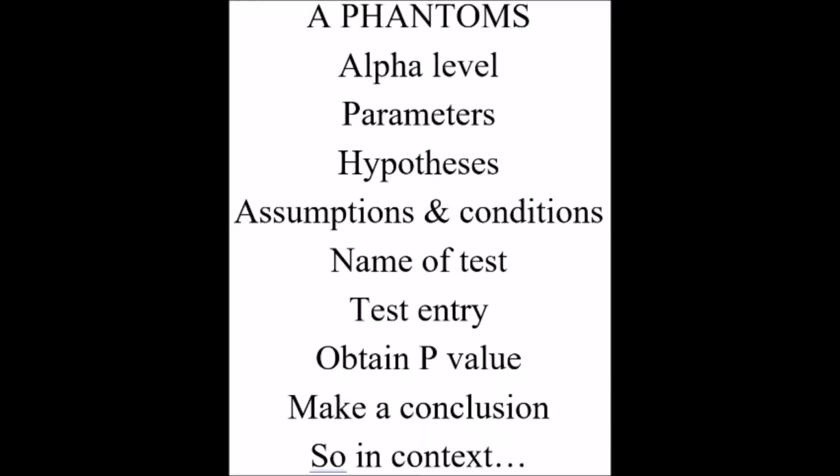Name of test, the conditions will determine which test we use. Test entry into the calculator, that's the T. Then we obtain our p-value. P is the probability that the null is true. That is why if we get a low p-value, we reject the null. Therefore, with that p-value, we use that to make our conclusion. So, in context, this is where the exact wording of the null comes in. Whether we reject it or not tells us about the real world as a whole.